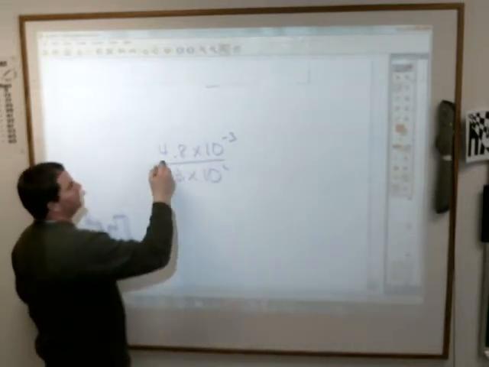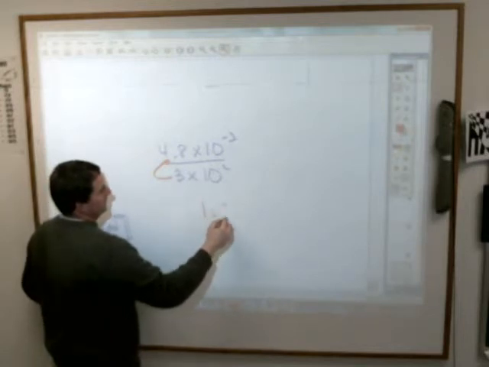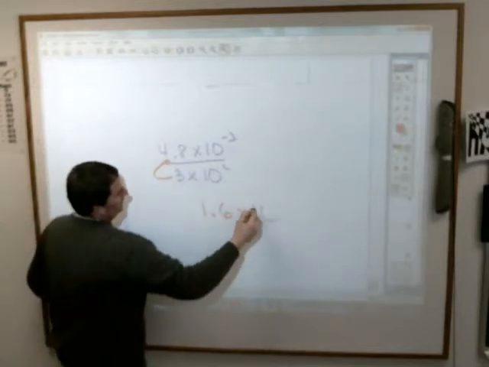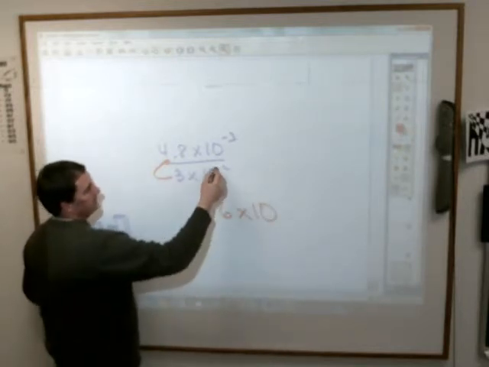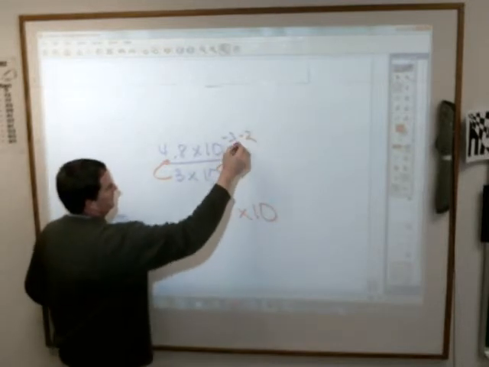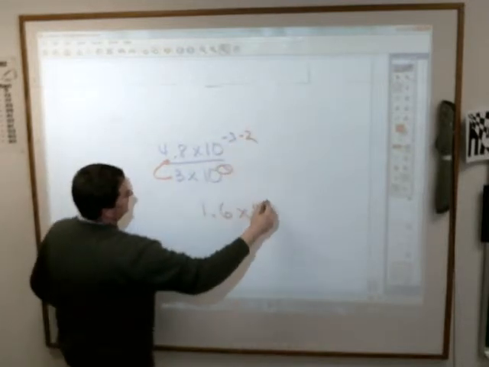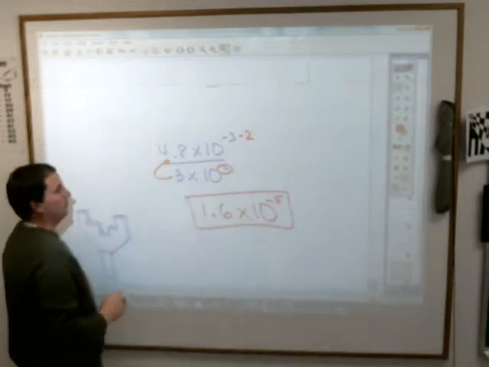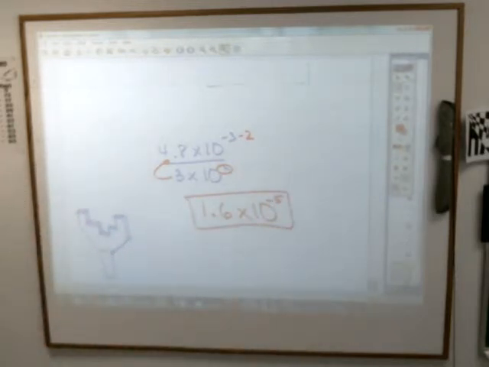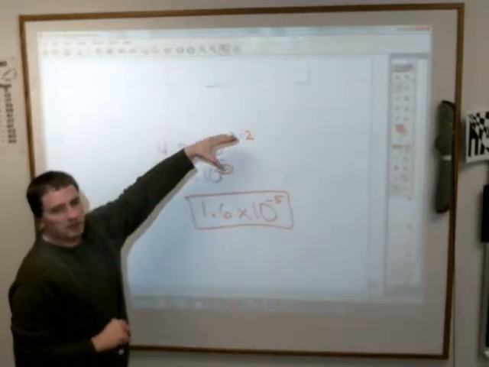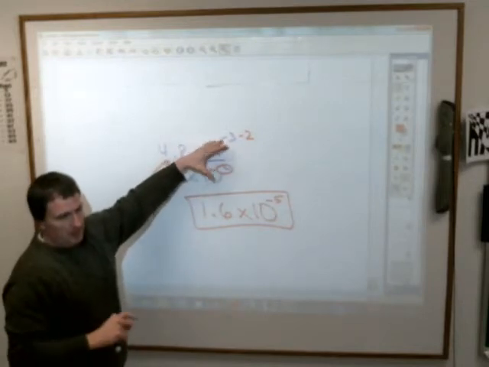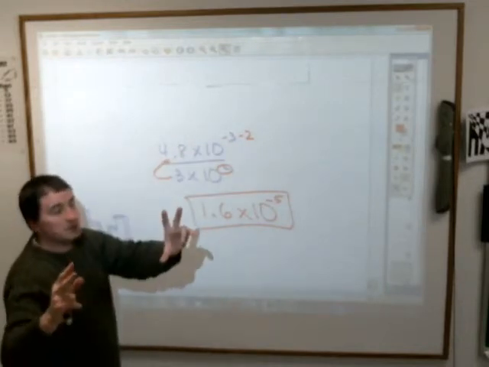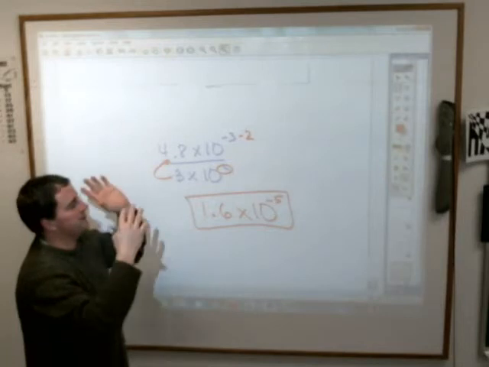Let's check it out. 3 goes into 4.8, I agreed, 1.6 times 10 to the negative. Okay, here you have 2, but you have to subtract 2, and a negative 3 minus 2 is indeed a negative 5. Yes! 1.6 times 10 to the negative 5 power. Why did you have to subtract that? This is division. Division exponents get subtracted. If it's in parentheses next to each other, it's multiplication, and then exponents get added.